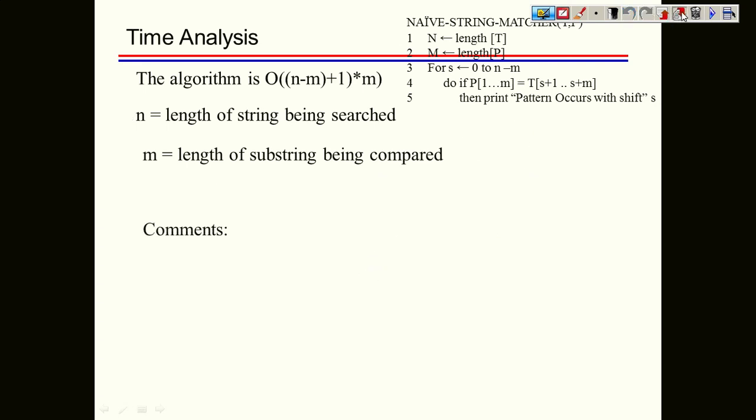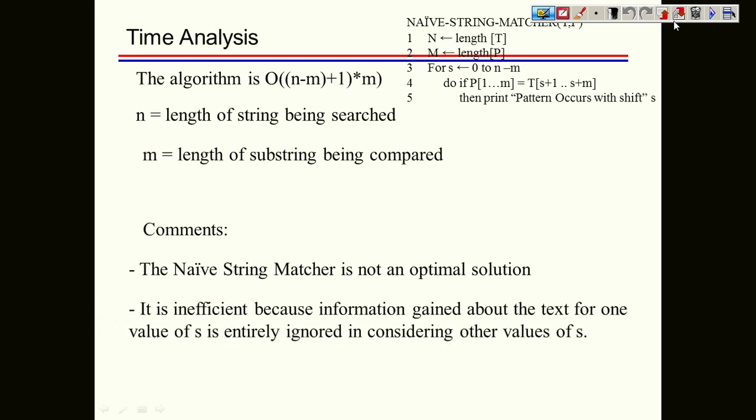Let us look at some observations. The naive string matcher is not an optimal solution. This is not the best solution, though we are getting the answer, because it's an exhaustive approach. This is a brute force approach. So definitely with the brute force approach, one thing is guaranteed: if the solution exists, you will get the solution. But this is not an optimal solution. Brute force solutions are normally very costly solutions.